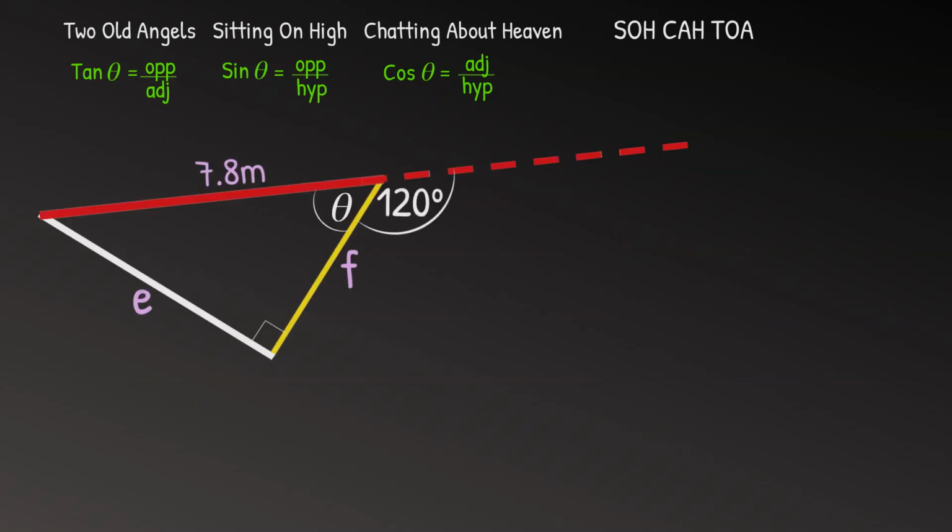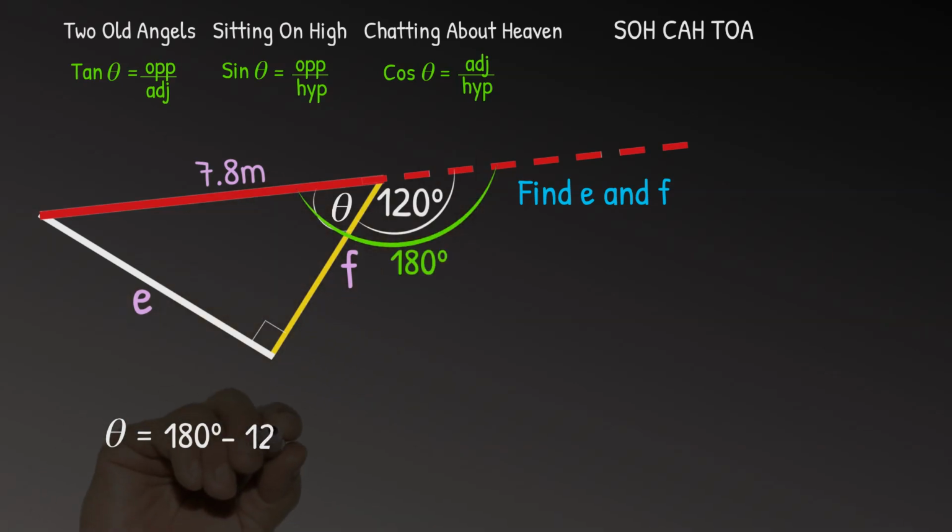In the next question, we're asked to find the values E and F, but again, we only have one value, which is the hypotenuse at 7.8 metres. We do, however, have the angle from the triangle to the line that is extended from the hypotenuse, and that's 120 degrees. Therefore, we can work out theta. So theta is equal to 180, which is this angle, take away 120, so it's equal to 60 degrees.